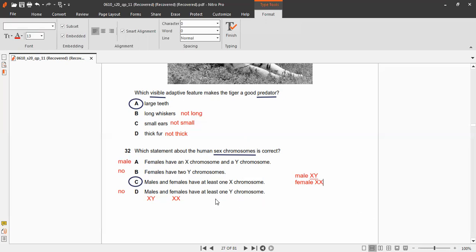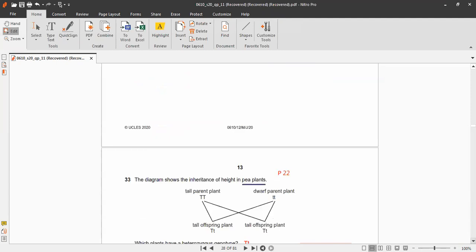Males and females have at least 1 Y chromosome? No, because females, XX, do not contain a Y chromosome.